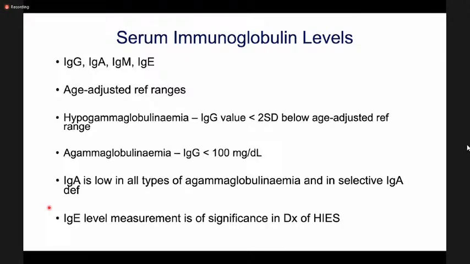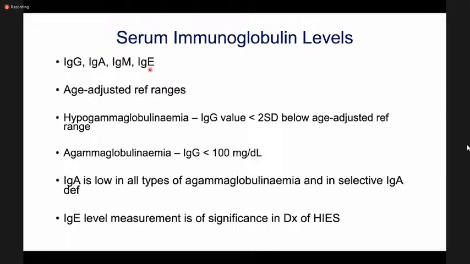For agammaglobulinemia, the IgG would be less than 100 milligrams per deciliter. And just to note, right now, the SI unit has been changed to grams per liter, so that it matches with the proteins. Remember, for your LFTs, your protein levels and albumin are usually reported as grams per liter. So now it's been recommended that the immunoglobulins also be reported as grams per liter. It's only IgE that is different.